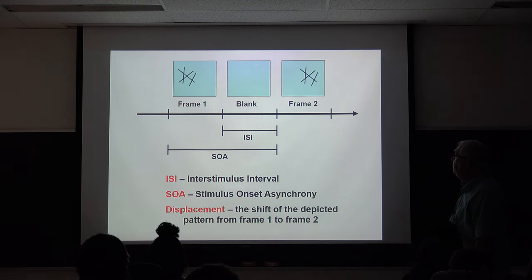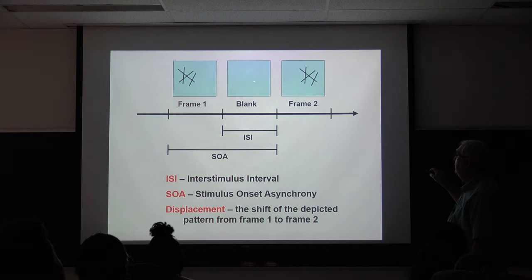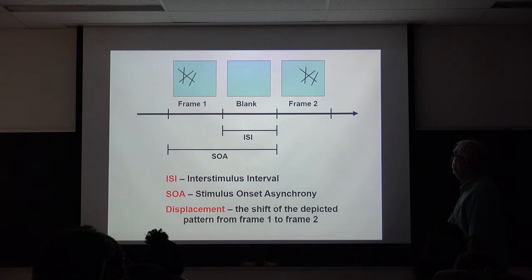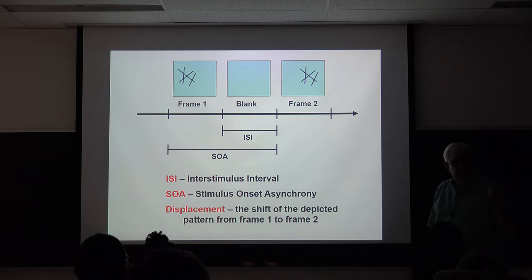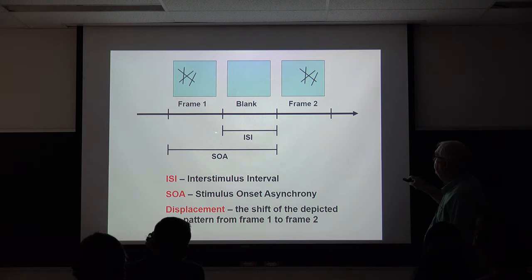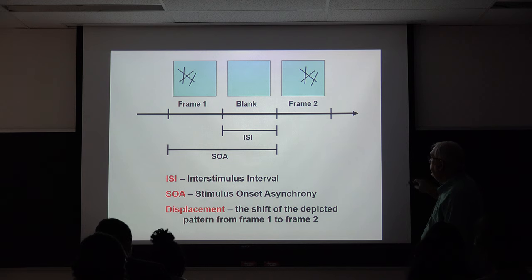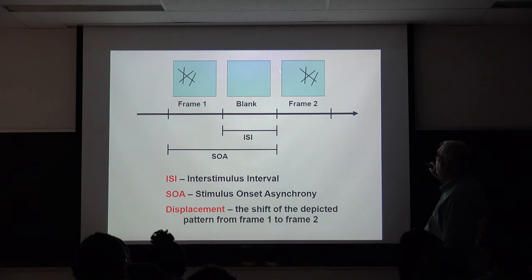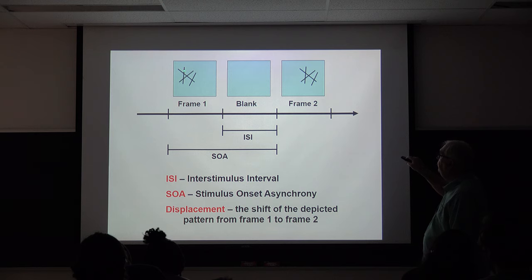Now, just to give you some nomenclature here, here's the basic idea. You have an image in frame one, a blank interval, and then an image in frame two. And there are a couple of timing events that we can specify. So one is the time between the offset of frame one and the onset of frame two, which is called the interstimulus interval, or the ISI. And then you have another thing called the time between the onset of frame one and the onset of frame two, which is called the stimulus onset asynchrony, or SOA. And then the third parameter is how far you shift the image in frame one to the image in frame two.